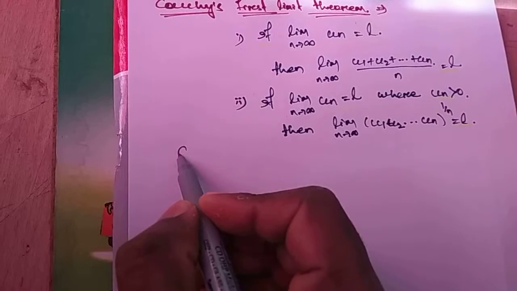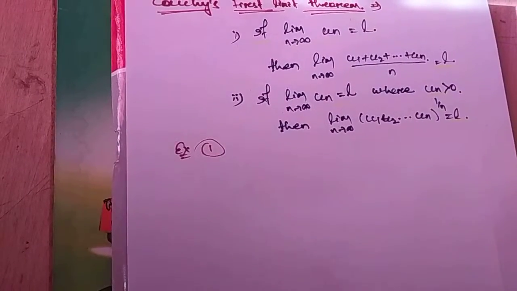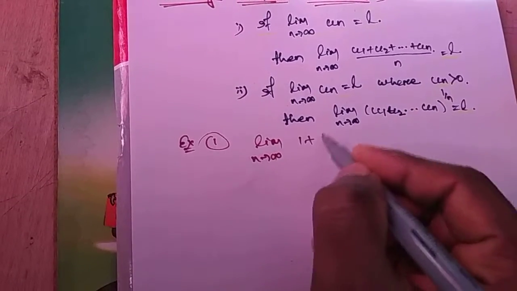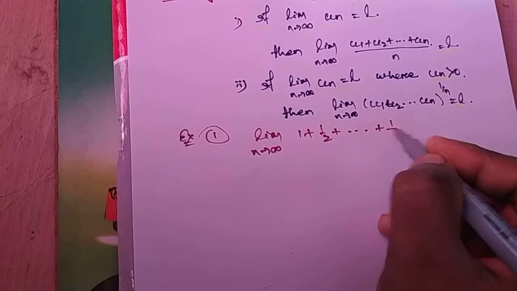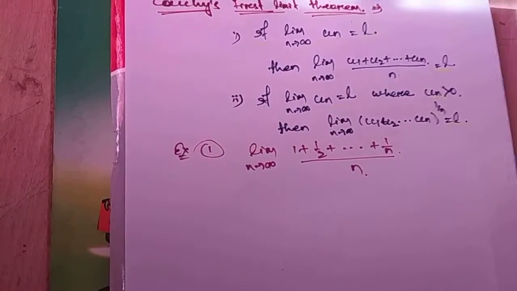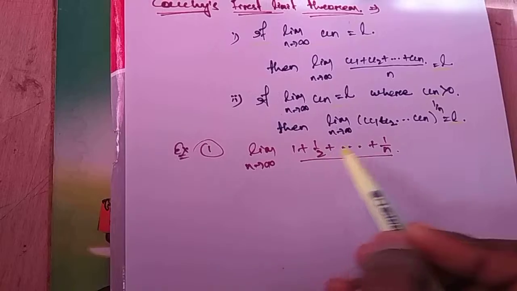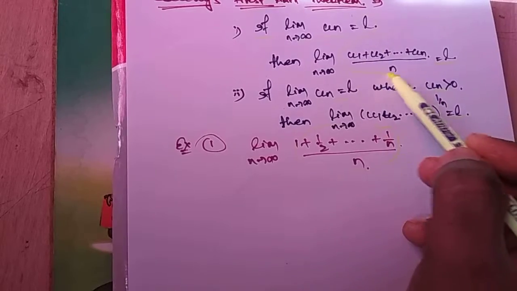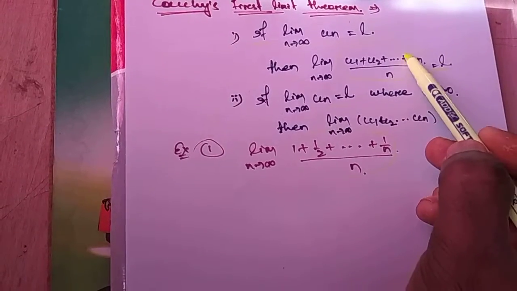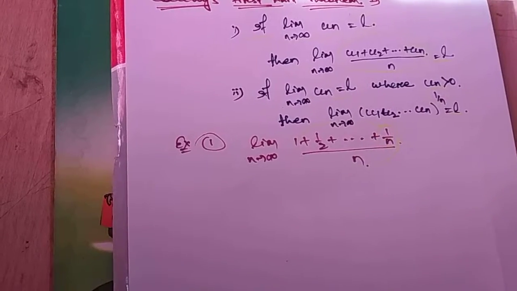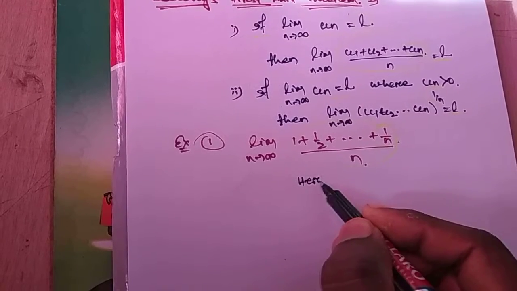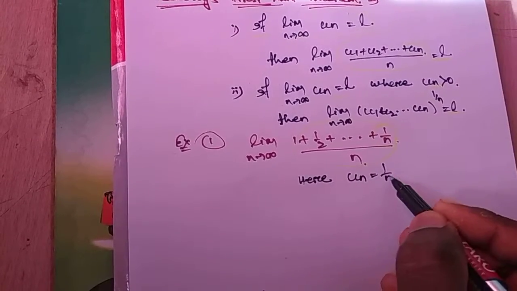Okay, so example 1, let us consider a sequence: limit n tends to infinity (1 plus 1 by 2 plus and so on up to 1 by n) divided by n. Okay, clearly you can notice that this sequence is of this form, so you should find un. What will be un? Un would become un equal to 1 by n.